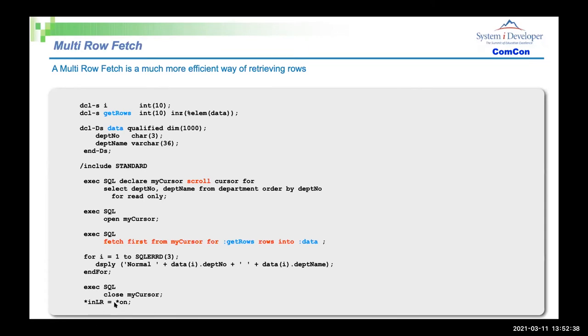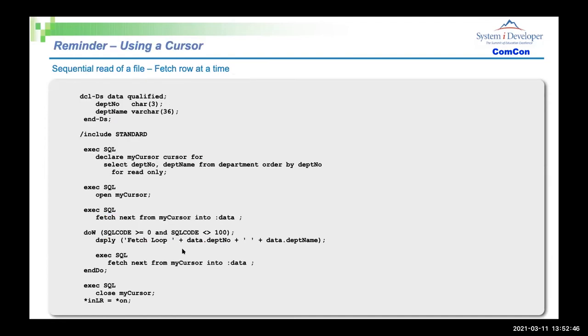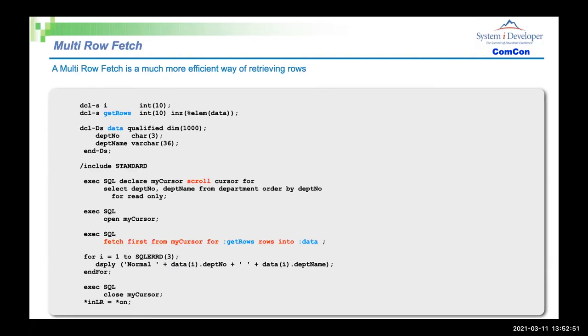Now, if anybody wants to know, with 1,000 rows, this is somewhere in the region of 20 times faster than doing it a row at a time. On average, I find about 20 times faster. The more rows you have, the faster it gets. But 1,000 is, I generally think, more than enough to be doing on a fetch.